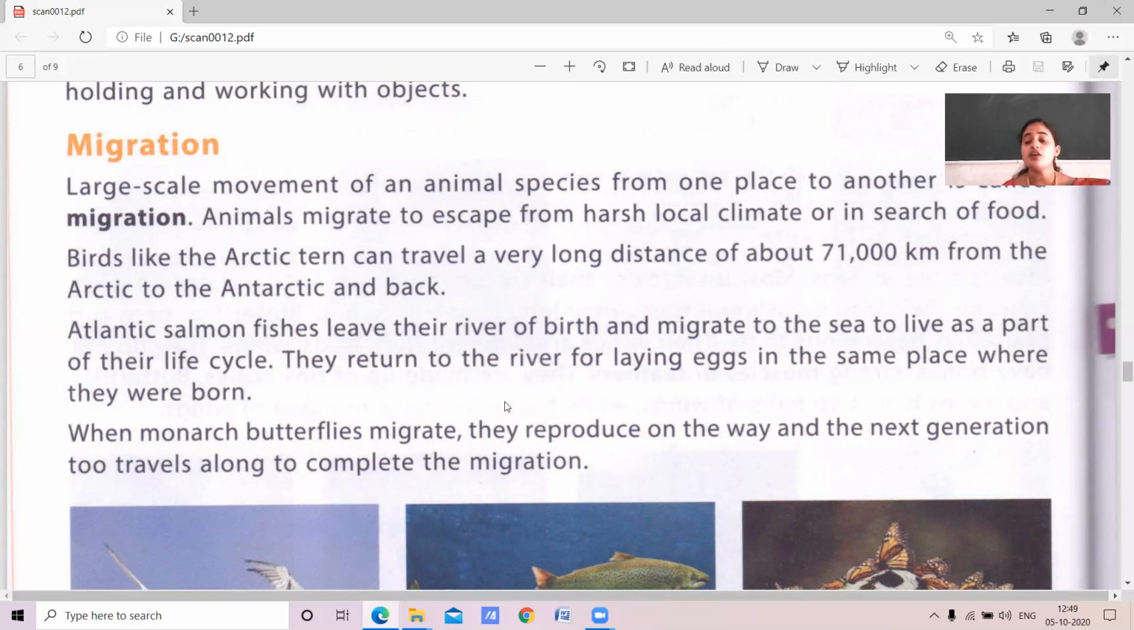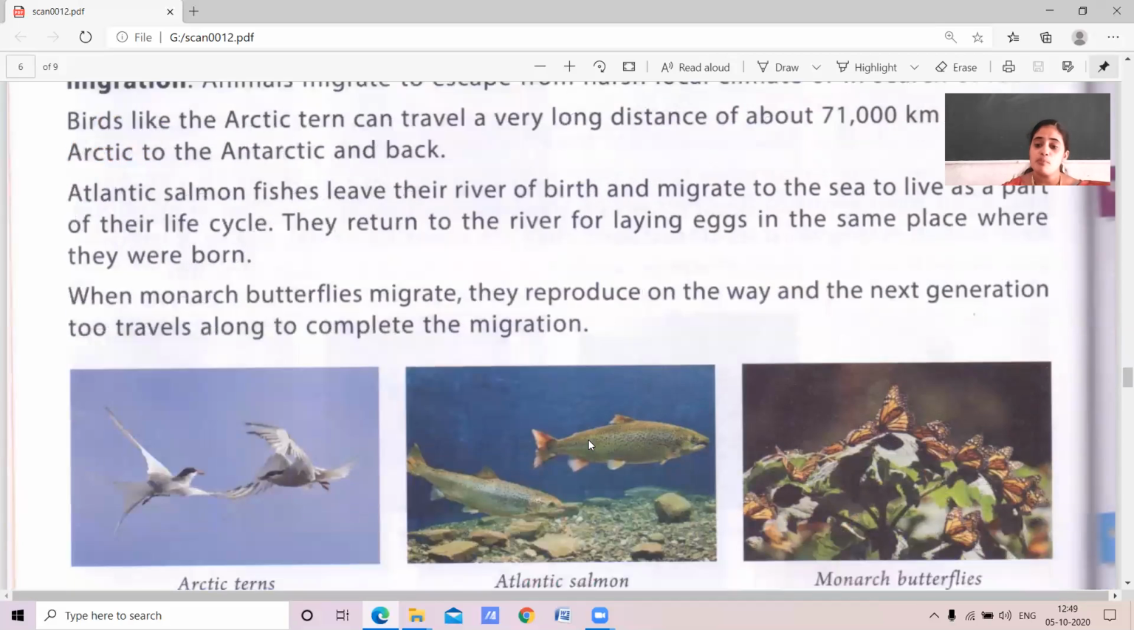There are a lot of animals that move from one place to another place in search of food or because of the harsh climate. When monarch butterflies migrate, they reproduce on the way, and the next generation travels along to complete the migration.